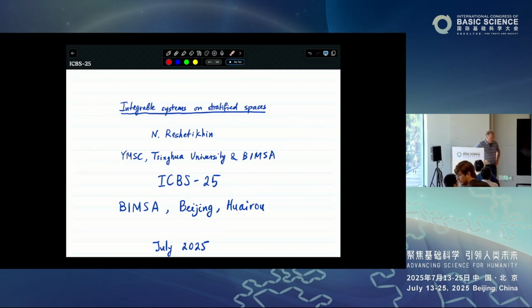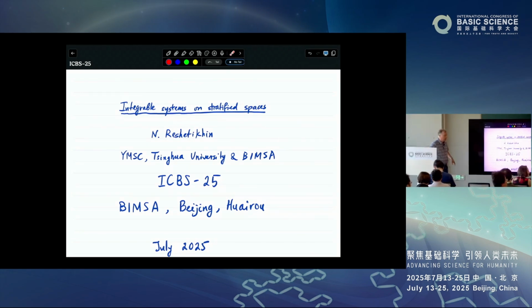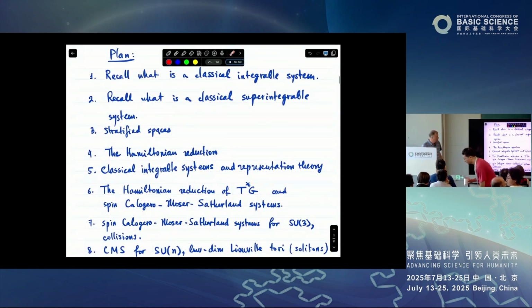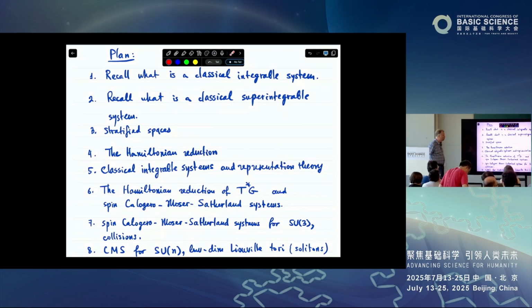Thank you. So I think everybody here knows what a classical integrable system is, classical Hamiltonian integrable system. But nevertheless, I'll just start with some basic recollections. We'll start with the definition of classical Liouville integrable system, then classical superintegrable system, and we'll just remind what a stratified space is, and what is the Hamiltonian reduction.